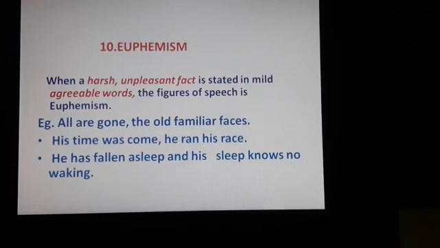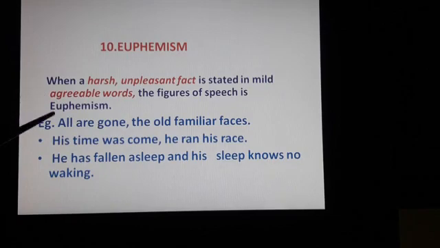Tenth is euphemism. What is euphemism? When a harsh or unpleasant fact is stated in mild, agreeable words, the figure of speech is euphemism. You know, sometimes things are very unpleasant or very harsh, especially death. We don't like to say someone died. There are some other words we make use of. We call it euphemism. Example, all are gone, the old familiar faces. Here this gone stands for the person is dead, no more.